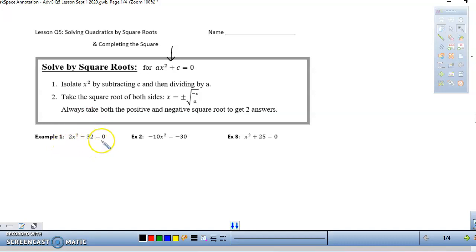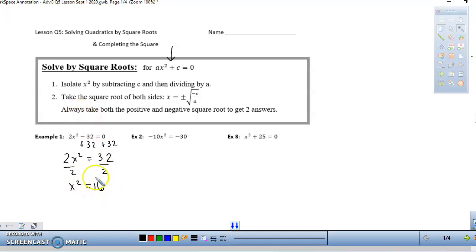So if we're looking at example 1 here, notice there's no x term. Isolating x squared means that you are going to add the c value to the other side, and then you're going to divide by a, or the coefficient of x squared. So divide by 2, divide by 2. Now I have x squared is equal to 16. That's exactly what this is here, negative c divided by a. So negative c is positive 32 divided by a, and I get 16.